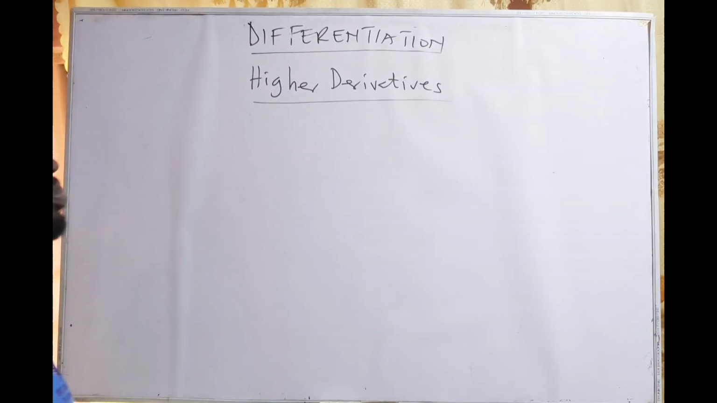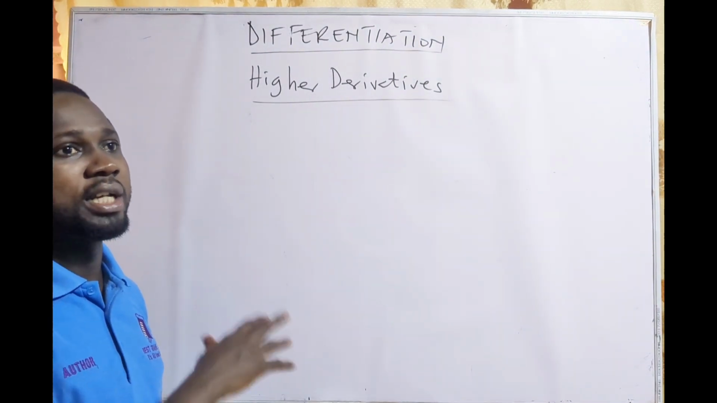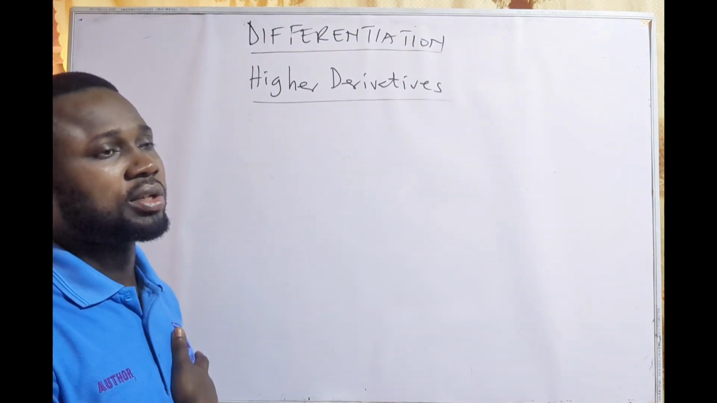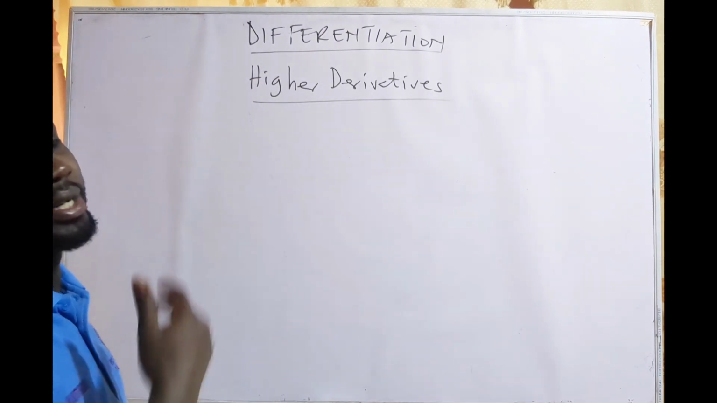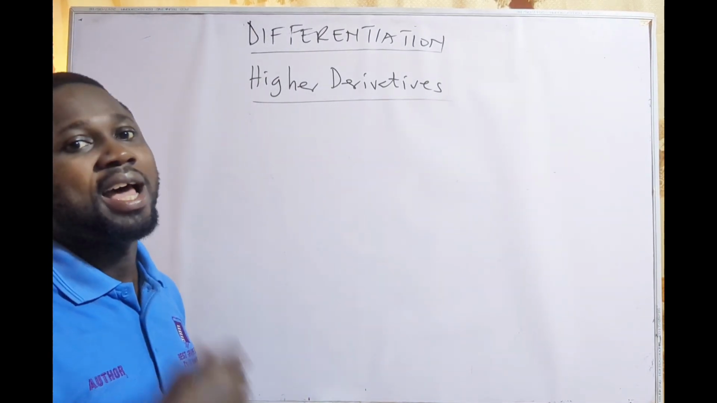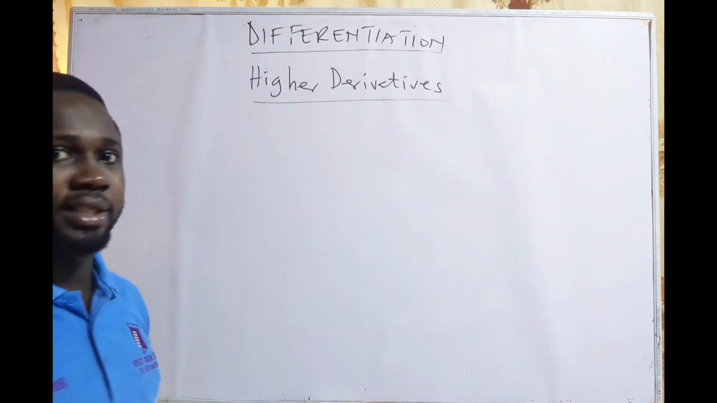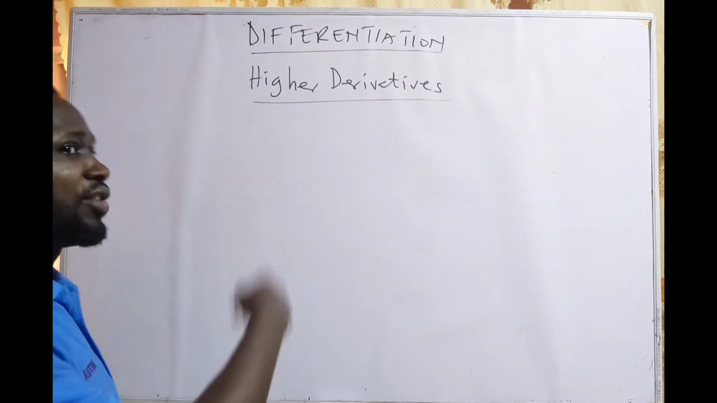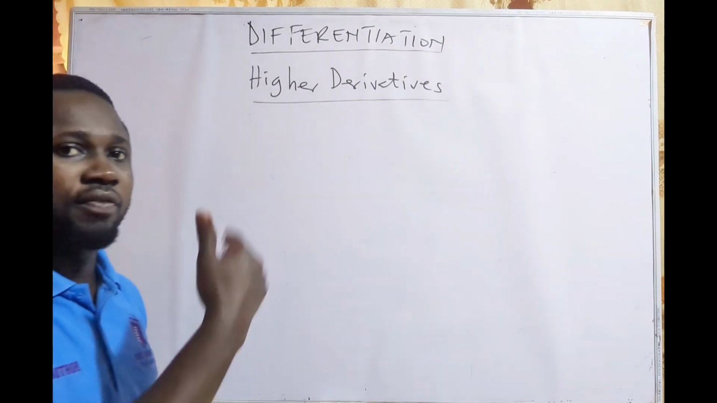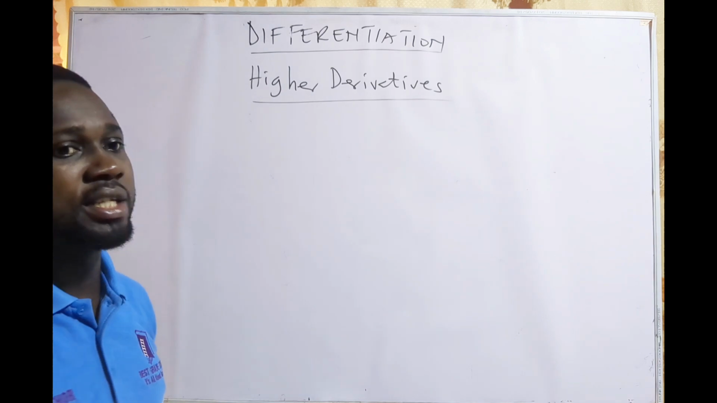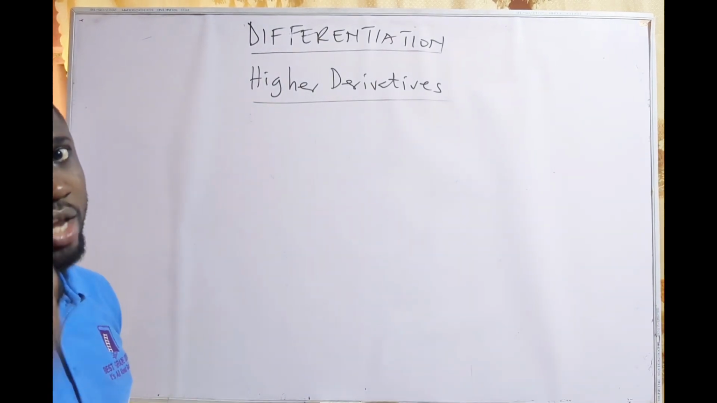If I have a function y in terms of x, then dy/dx will be the first derivative. I can further differentiate dy/dx, and after I differentiate, I can differentiate again. That is what we are going to look at. The first derivative; when I differentiate again, it is the second derivative; when I differentiate again, the third, the fourth, and so on.